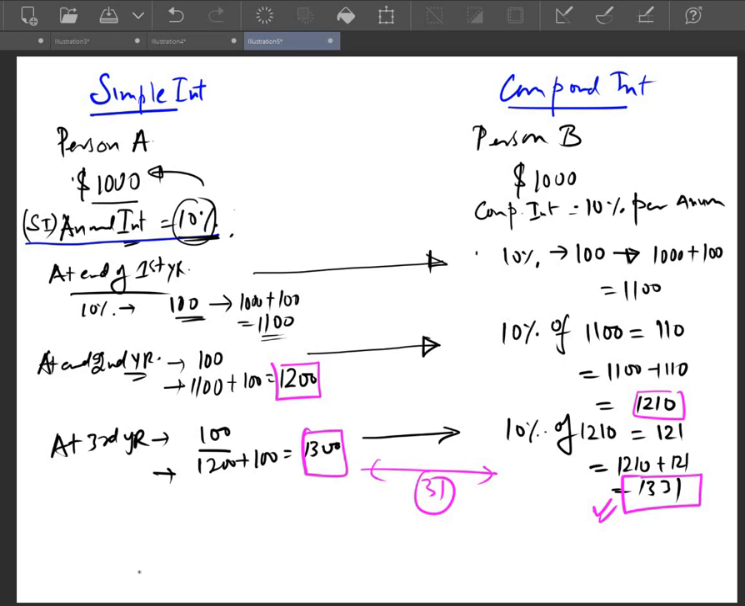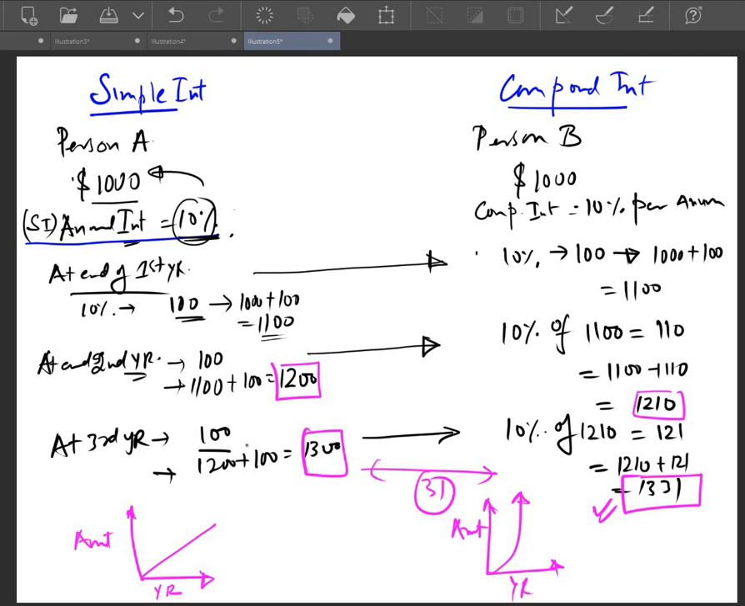Last but not the least, if you draw a graph, let's say your x-axis is the number of years and your y-axis is the amount. You know what? Simple interest, just because it's the same amount of money getting added every year, you will get a straight line, a linear graph. Whereas in the world of compound interest, you get an exponential graph. You see how the graph is climbing on the y-axis?